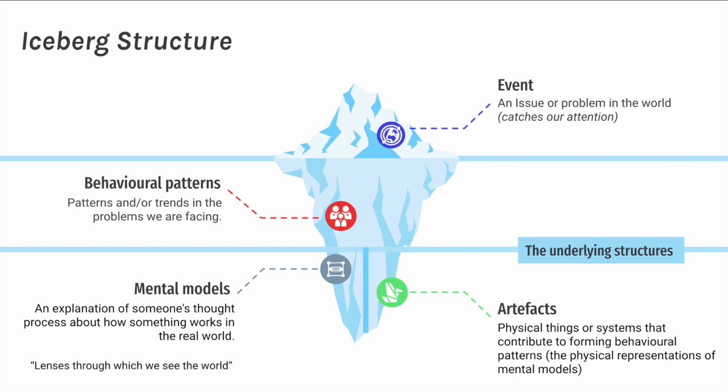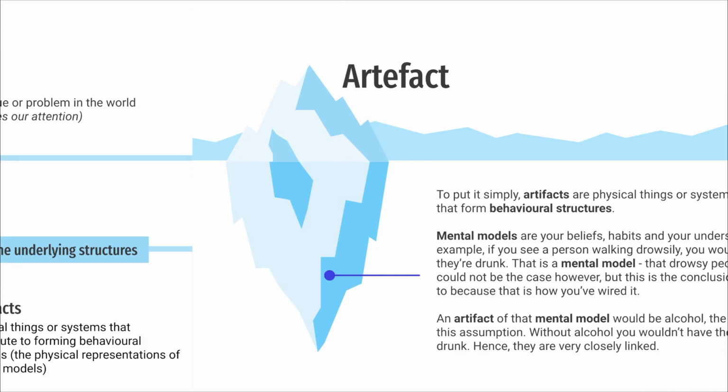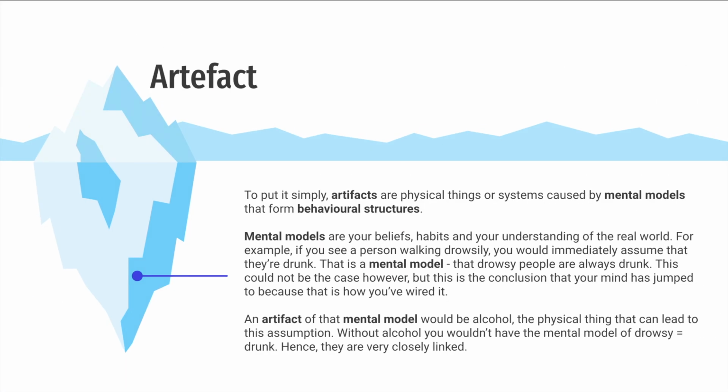Mental models are an explanation of someone's thought process about how something works in the real world, which can be summarized through the quotation of lenses through which we see the world. Artifacts are physical things or systems that contribute to forming behavioral patterns, otherwise known as the physical representation of mental models. Artifacts may be a bit challenging to grasp at first, but to put it simply, they are physical things, objects, or systems caused by mental models that form the behavioral patterns we see.